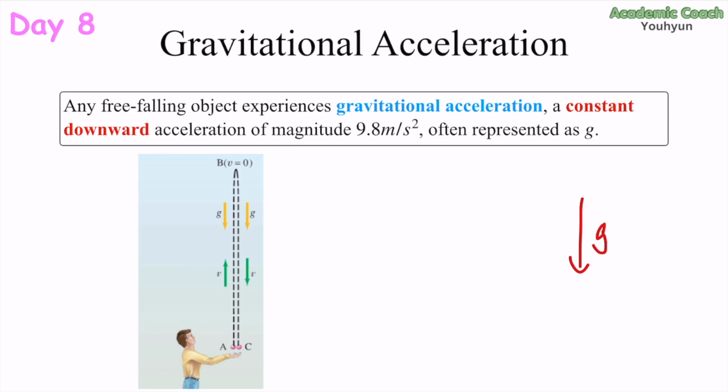So this value can be different depending on the planet. Let's say on the moon, that's only one sixth of the gravitational acceleration on the Earth. That's approximately 1.6 meters per second squared.